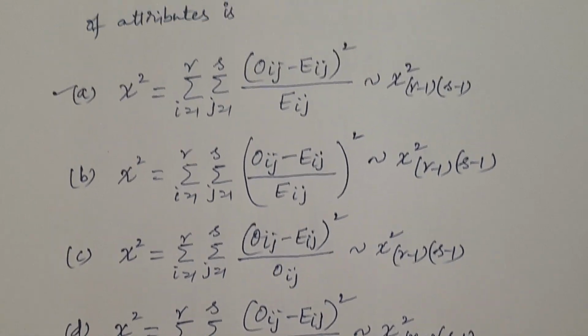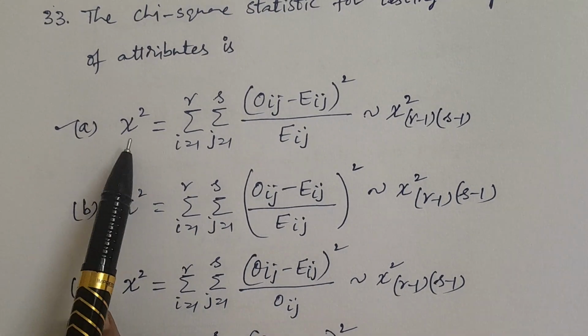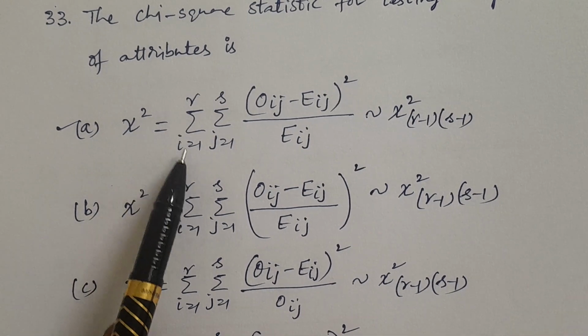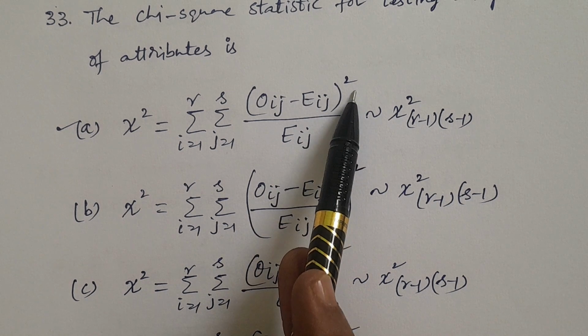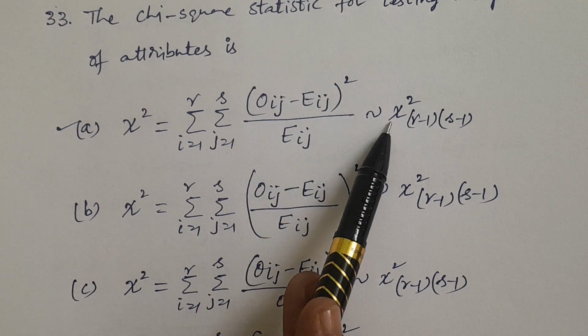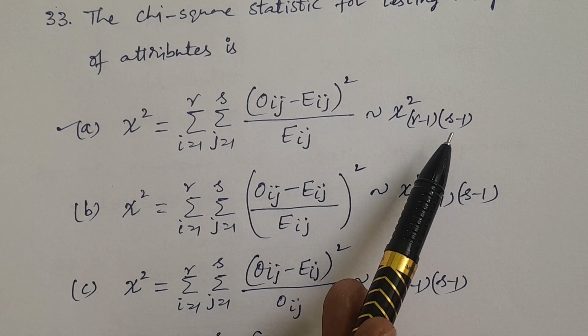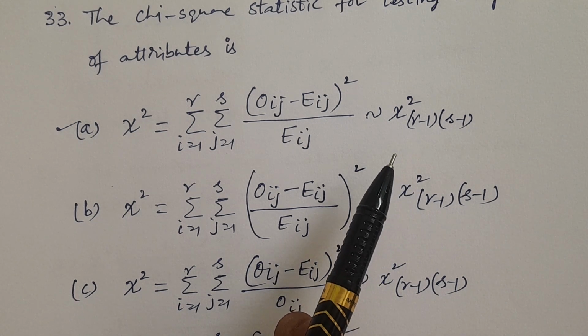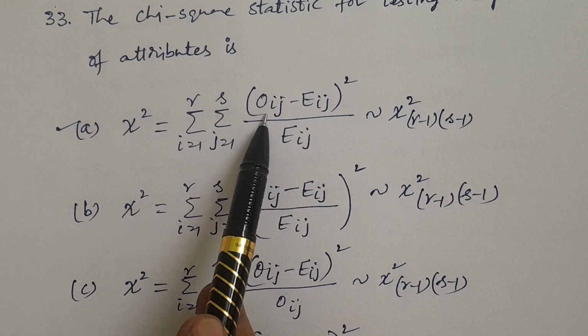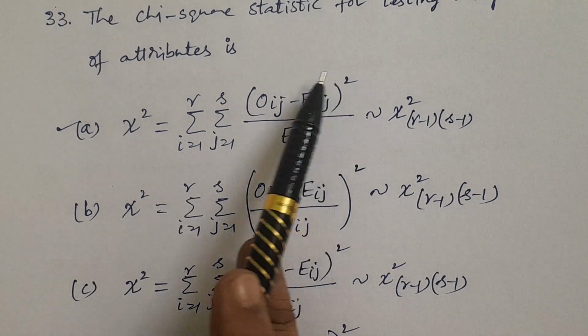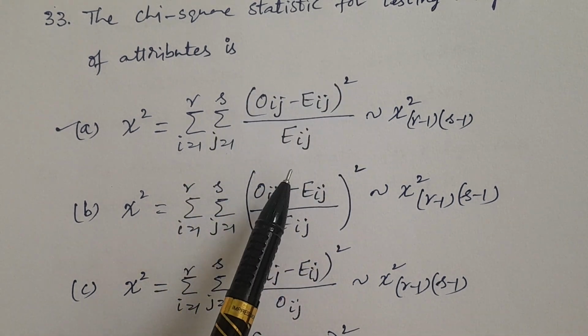The correct answer is A. Chi-square is equal to summation i is equal to 1 to r, summation j is equal to 1 to s, Oij minus Eij whole square by Eij. Follows chi-square r minus 1 into s minus 1. If you remember the formula of the chi-square test of goodness of fit, it is only a single summation, Oi minus Ei whole square by Ei. So both formulas are the same.